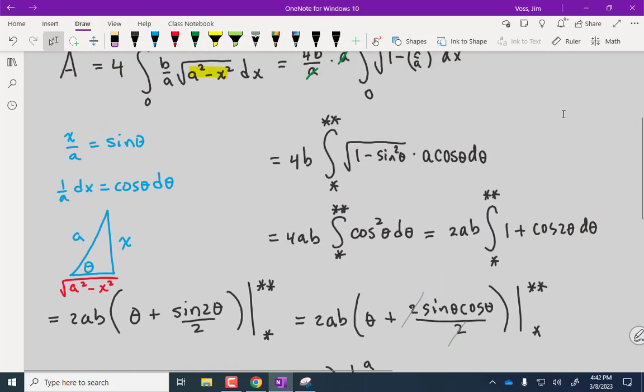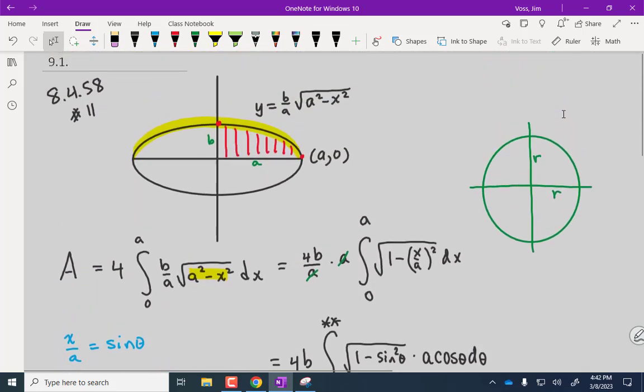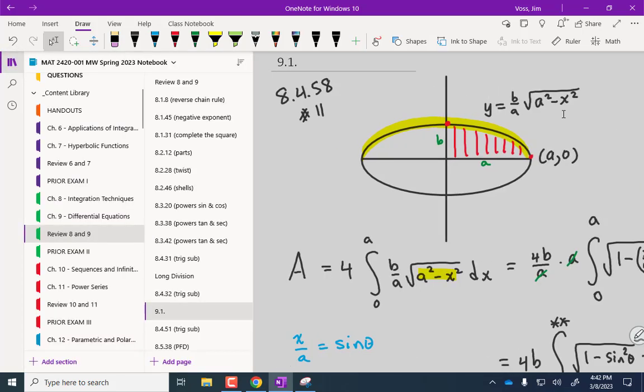All right, so it can feel very overwhelming because it's all letters in there. But if you remember that they're constants, you treat them like constants, and it's just like a normal trig sub.